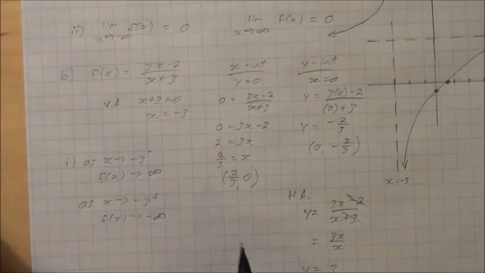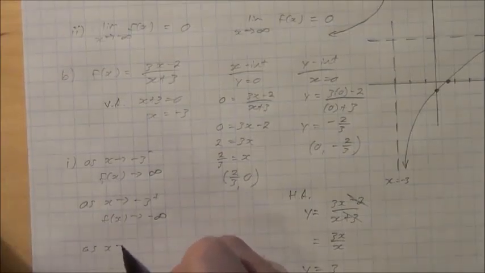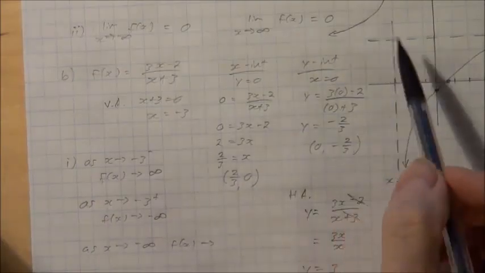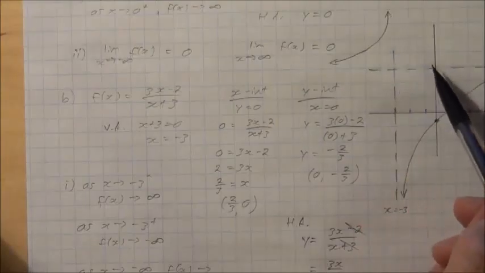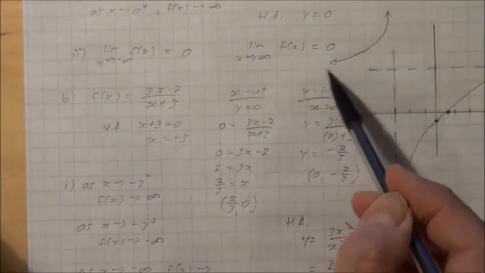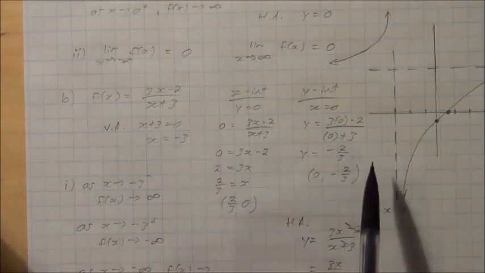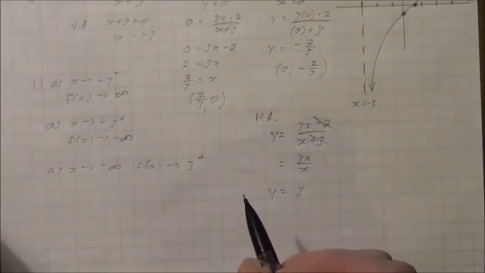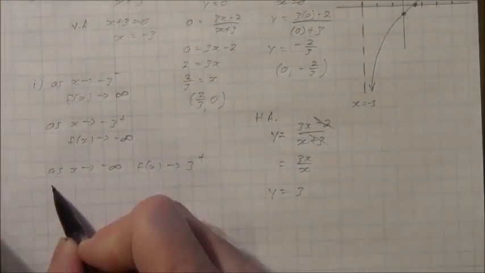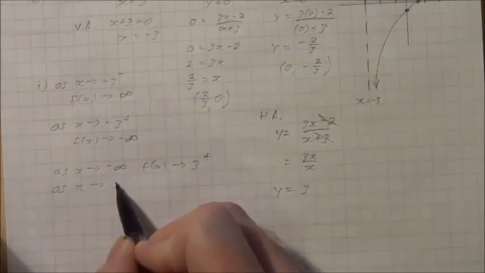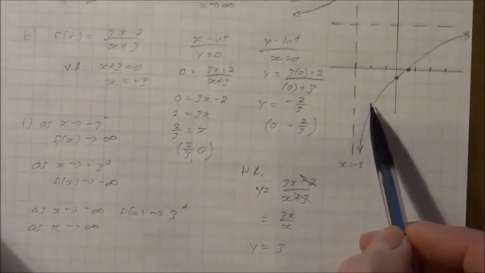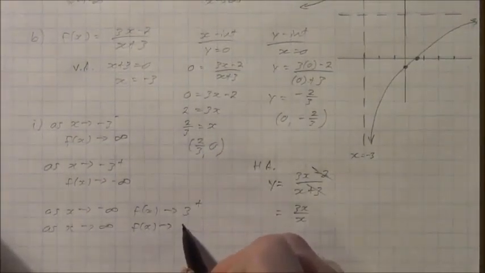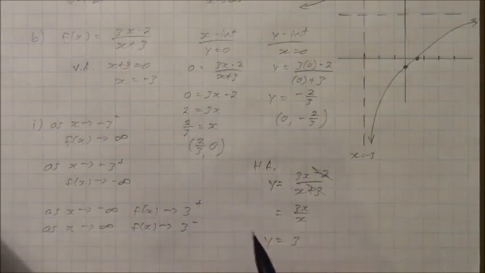And then around the horizontal asymptote, as x approaches negative infinity, f of x approaches the horizontal asymptote of 3 from above, and then as x approaches positive infinity, as x goes to the right here towards positive infinity, f of x approaches that same horizontal asymptote of 3 from below.